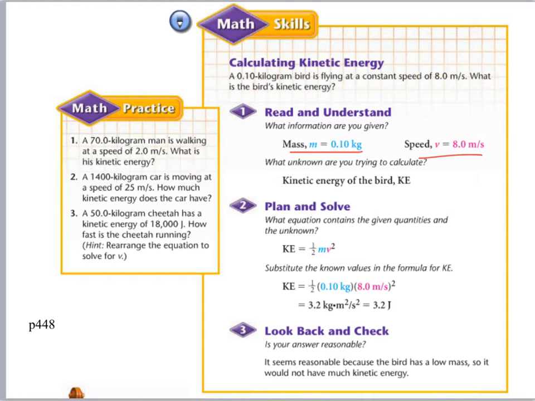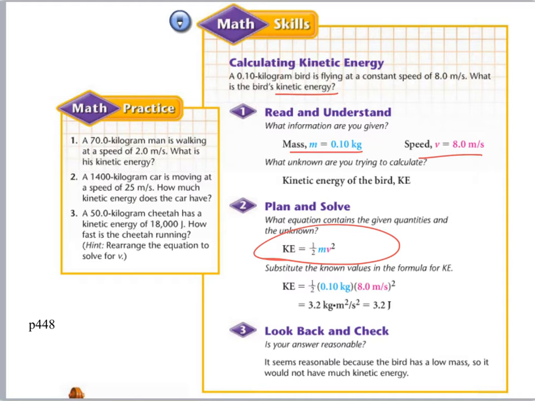Okay? So step two is we figure out what exactly we are trying to find, which in this case is kinetic energy. So we write down our equation, right? Kinetic energy is 1/2 mass times velocity squared.